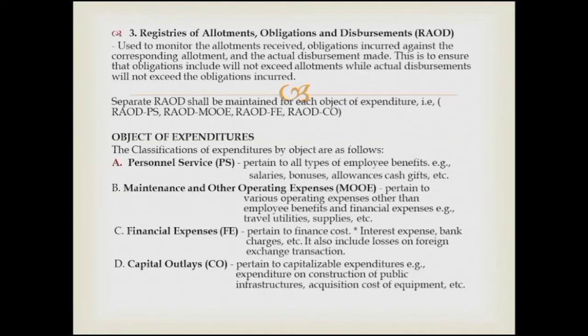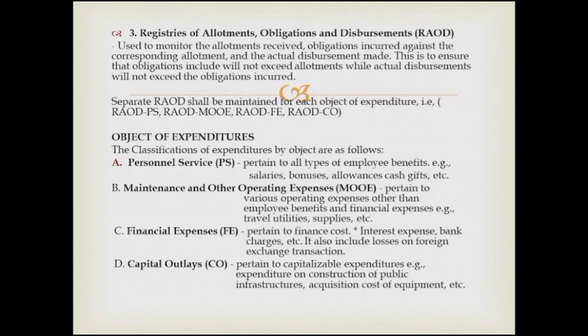The third one is the Registries of Allotments, Obligations, and Disbursements or the RAOD, which is used to monitor the allotments received, obligations incurred against the corresponding allotment, and the actual disbursements made. This is to ensure that obligations incurred will not exceed allotments, while actual disbursements will not exceed the obligations incurred. A separate RAOD shall be maintained for each object of expenditures. So we have here the RAOD PS, RAOD MOOE, RAOD FE, and the RAOD CO.